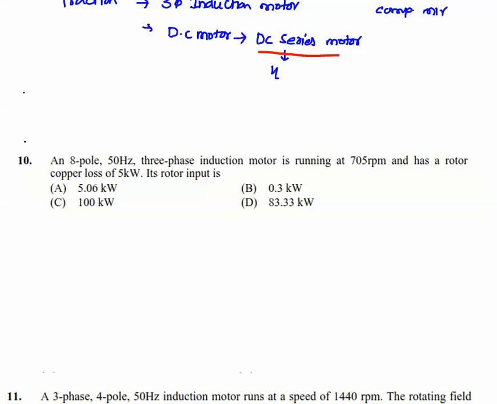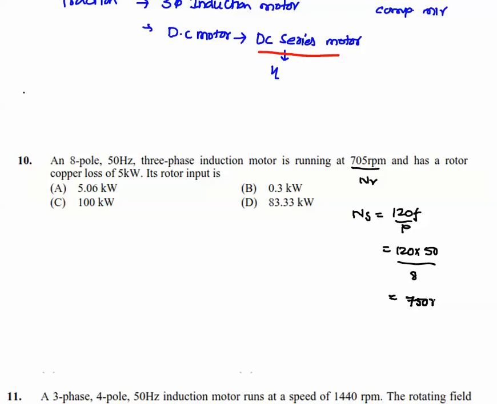And the next question here: an 8-pole 50 Hz 3-phase induction motor is running at 705 rpm. This speed is the rotor speed, and it has copper losses of 5 kilowatts. Its rotor input is? First of all, what is the synchronous speed of this induction motor? Ns is equal to 120 F by P, which is 120 into the given frequency 50 Hz divided by the number of poles, 8.